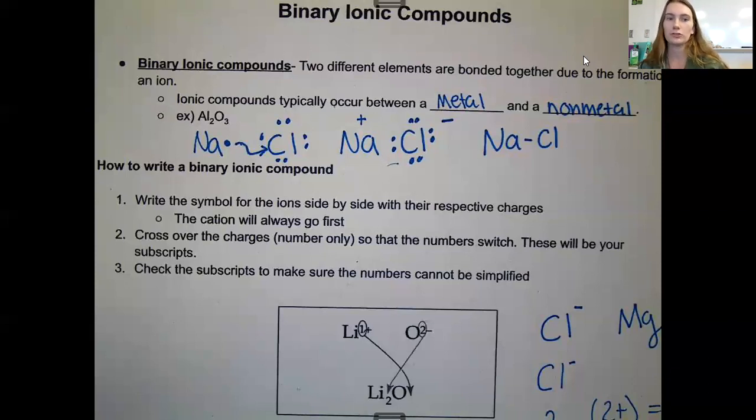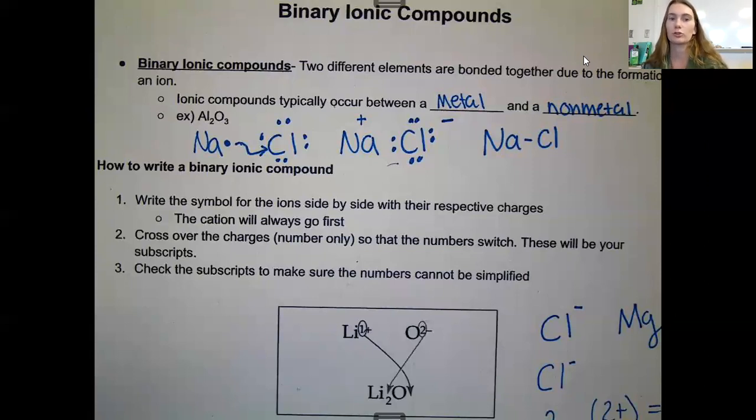So how are we going to write binary ionic compounds? There's a specific way that we like to write our formulas. First, write the symbol for the ions side by side with their respective charges. We do this because it's easier to visualize how we're writing it if we write out everything with their charges. Just keep in mind that the cation will always go first. So your plus charge will always be first when we're writing formulas.